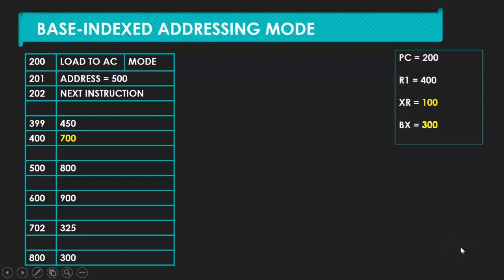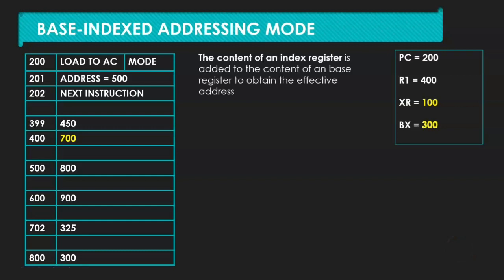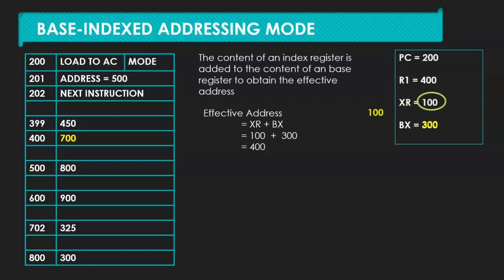As discussed before, in base indexed addressing mode, the content of an indexed register is added to the content of a base register to obtain the effective address. So the effective address is equal to the index register XR plus the base register BX. XR is equal to 100 and BX is equal to 300. These two are added together to get 400, which is our effective address. So 700 is loaded into the AC.